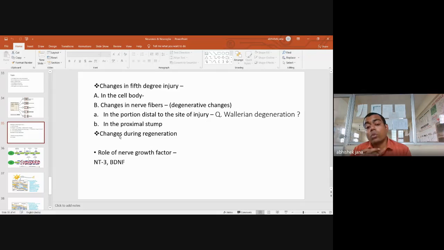Okay, they are called the nerve growth factors. Just in case, you can see neurotrophin 3, BDNF, brain derived. Write down BDNF.